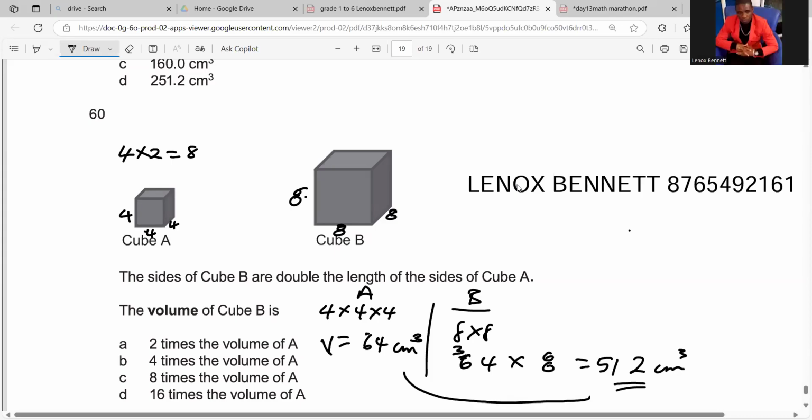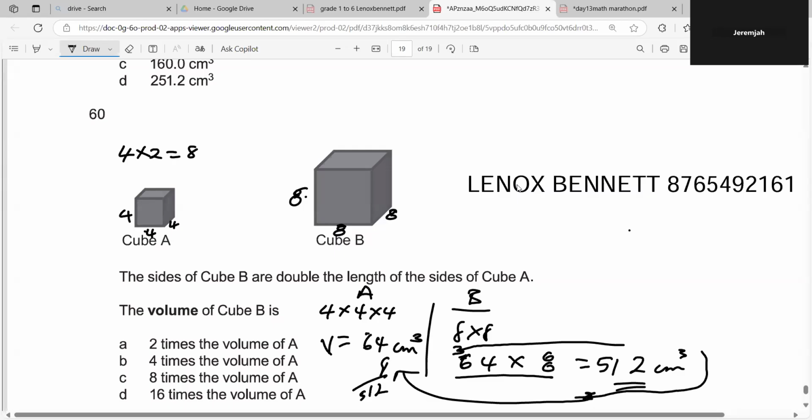What's the relationship now? We're not finished yet. Since my answer is C, I multiplied 64 times 8 to see if I get 512. 8 times 4 is 32, put down the 2 and carry the 3. 8 times 6 is 48, plus the 3 is 51. So the answer is correct, it would be C. The volume of QB is 8 times the volume of A.